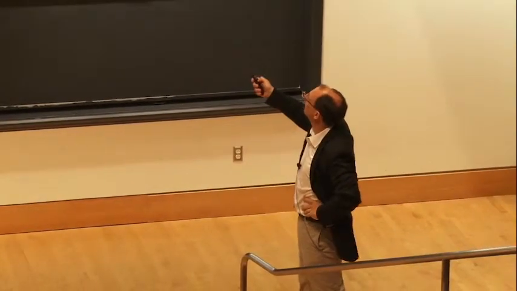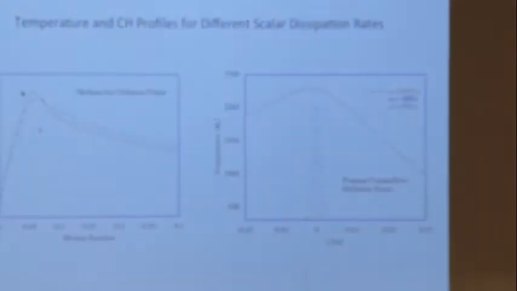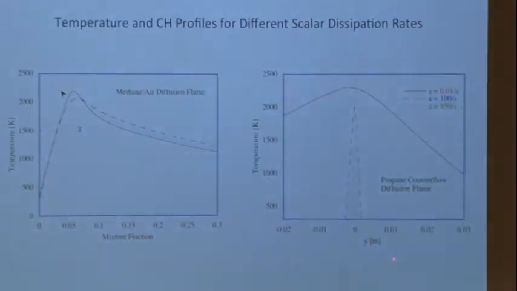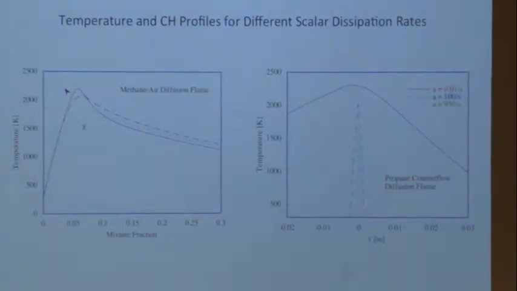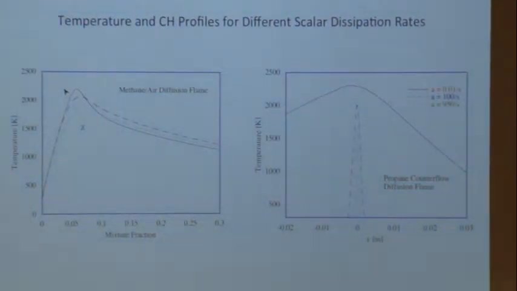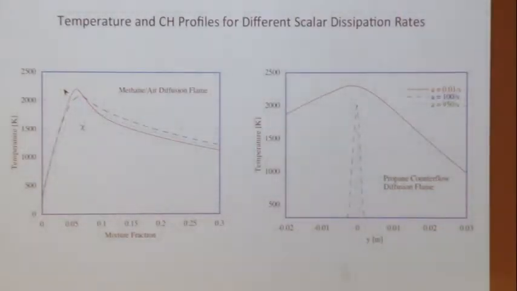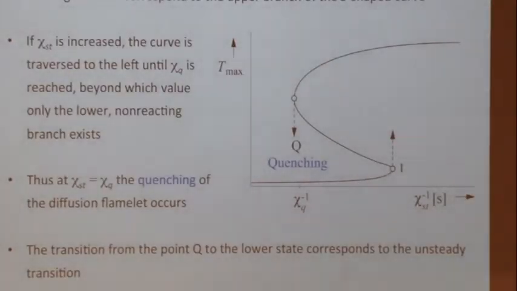But again, you see at low strain rate you get very broad profiles, and at high strain rate you get very narrow profiles. This is close to extinction, 950 for propane, where methane earlier was like 500 something. So you see that is a parameter that's different for the extinction strain rate. That's a parameter that's different for the different fuels.